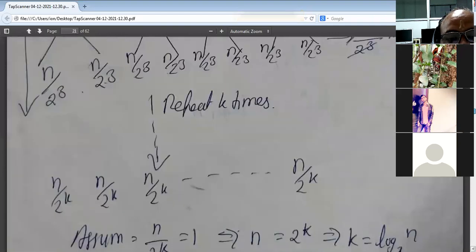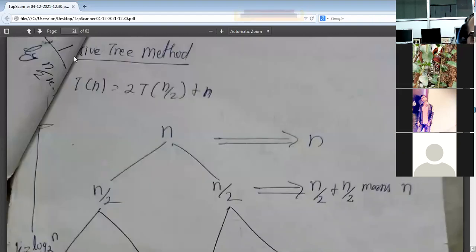Today I have to teach the recursive tree method. You can see it is given as T(n) is equal to 2T(n/2) plus n. We have already solved equations using the substitution method. Now we are learning to solve the equation using the recursive tree method.